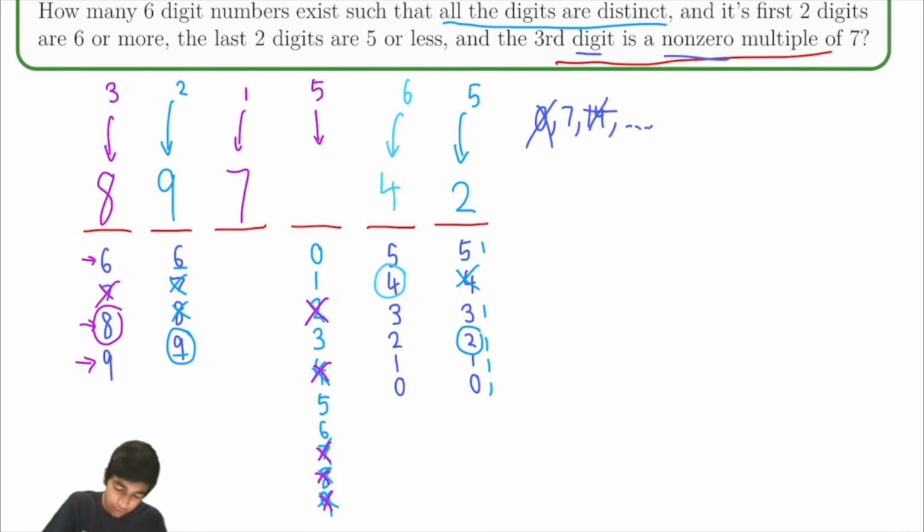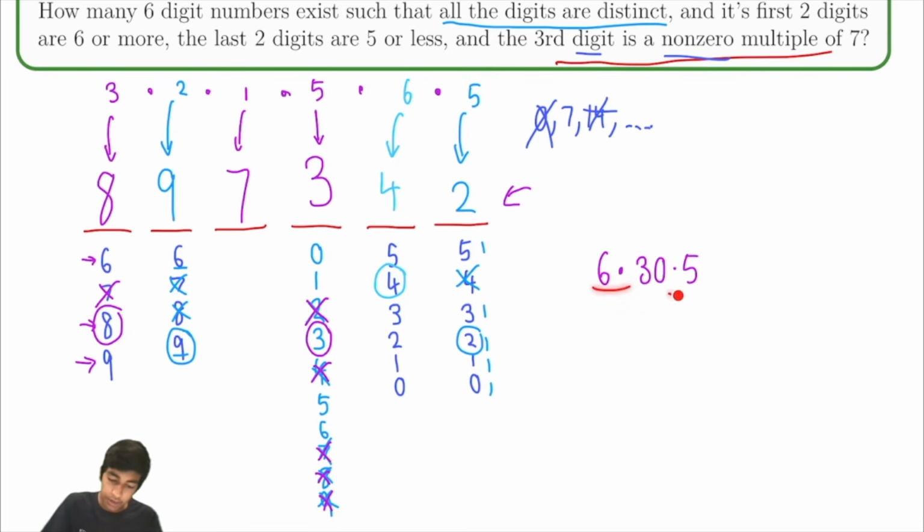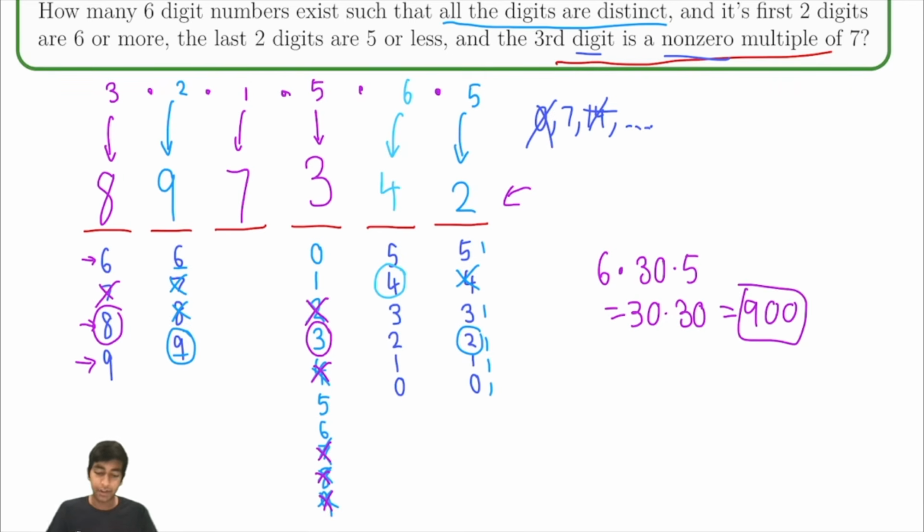And let's just say we pick 3 as our digit over here. So this is a valid number, but in total, the number of ways is 3 times 2 times 1 times 5 times 6 times 5. 3 times 2 times 1 is 6. 5 times 6 is 30 times 5. So 6 times 5, 30. So this is just 30 times 30, which is 900. So our answer, 900 for this interesting problem.